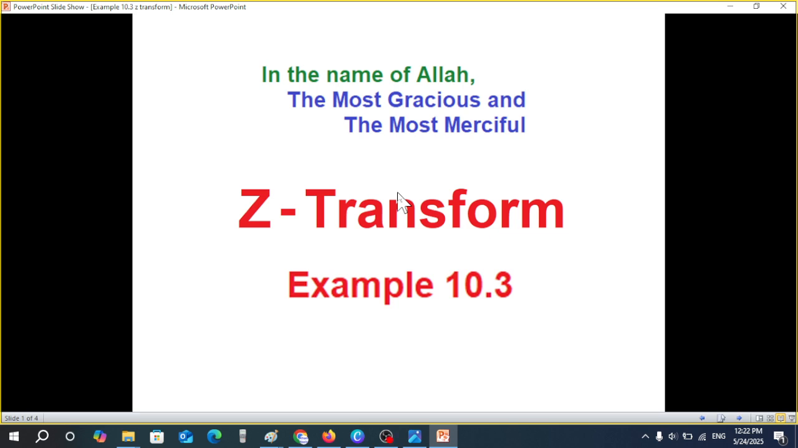Bismillahirrahmanirrahim. There were a lot of requests for Z-transform questions. I've already done example 10.1 and 10.2, and today we'll be solving example 10.3, and this is from Signals and Systems, chapter number 10.